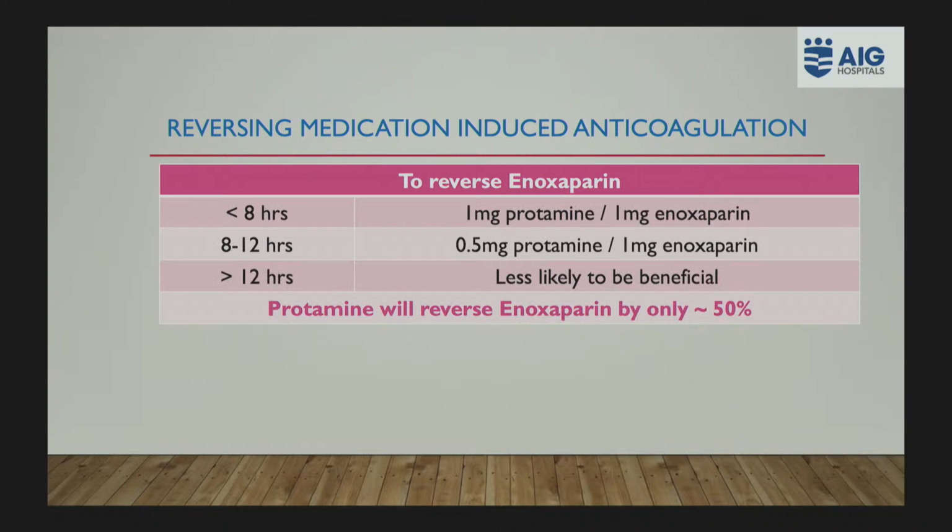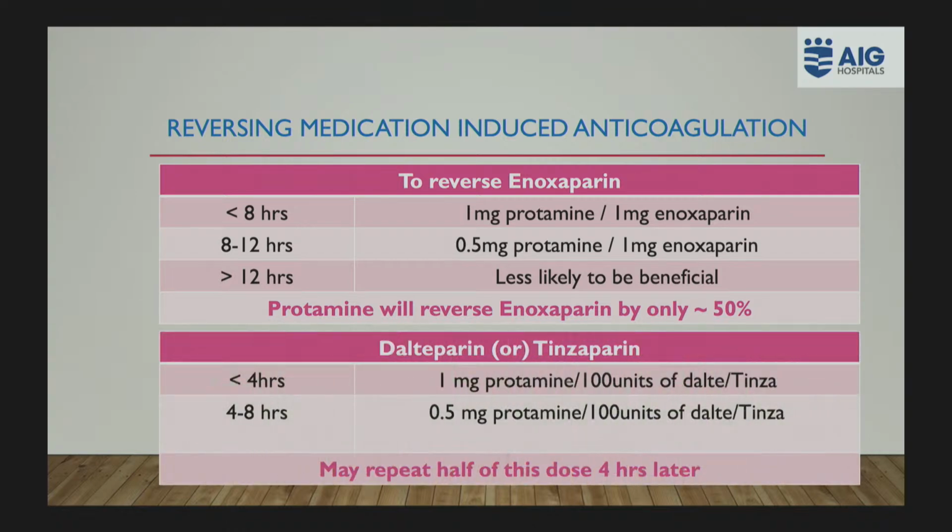Reversing medication-induced anticoagulation: reversing an enoxaparin effect. If it was given in the last 8 hours, for every 1 milligram of enoxaparin, 1 milligram of protamine will reverse it. If it was given within 8 to 12 hours, use 0.5 milligrams of protamine per 1 milligram of enoxaparin. Protamine will reverse enoxaparin by only 50%. For reversing the effects of dalteparin or tinzaparin, if given in the last 4 hours, 1 milligram of protamine acts for 100 units of dalteparin or tinzaparin. Half of this dose can be repeated after 4 hours.